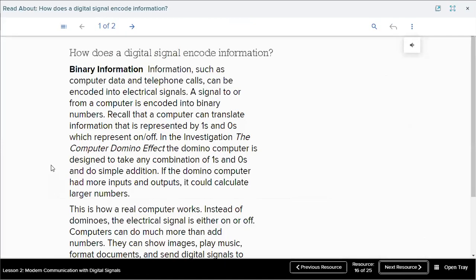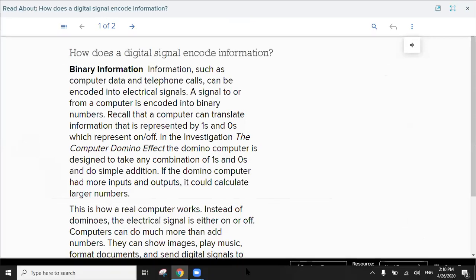How does a digital signal encode information? Yahya, can you read the first paragraph please? Binary information such as computer data and telephone calls can be encoded into electrical signals. A signal to or from a computer is encoded into binary numbers. Recall that a computer can translate information represented by ones and zeros, which represent on and off.